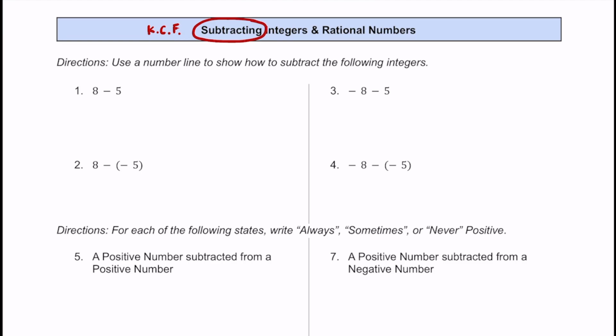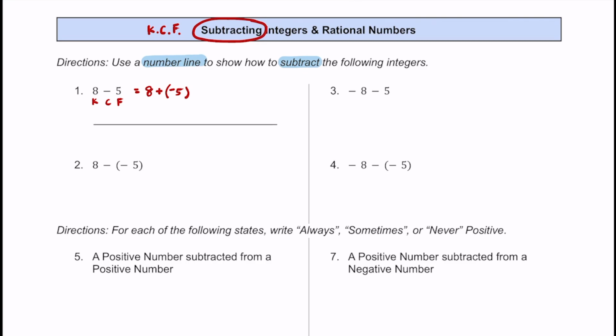For these first few problems, let's use a number line to show how we can subtract each of these integers. So for number 1, we have 8 minus 5, which is pretty straightforward, right? But I want you to get in the mindset of practicing this keep, change, flip so we can get the same answer using another strategy. If we keep the 8, it's going to stay as an 8. For the minus sign, we're going to change it to a plus sign. And then for the 5, we write the opposite of 5, which is negative 5, right? So now this is an addition problem, but it's going to get us the same answer.